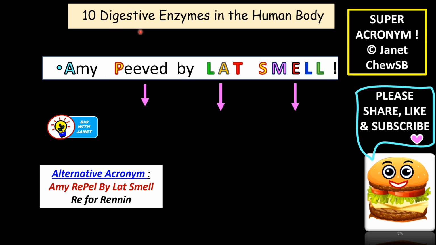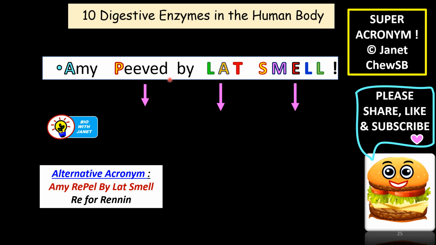Right, so now, as a bonus, I'm going to give you a super acronym for the 10 digestive enzymes in the human body, so that you can remember all the 10 digestive enzymes that we have discussed in this video. The acronym is AMY, peeved by LUT smell. AMY is peeved or turned off by or dislikes the smell from LUT, because LUT may have just sweated a lot, or he didn't take a bath, or he had body odor, right? So AMY is peeved or put off by LUT smell.